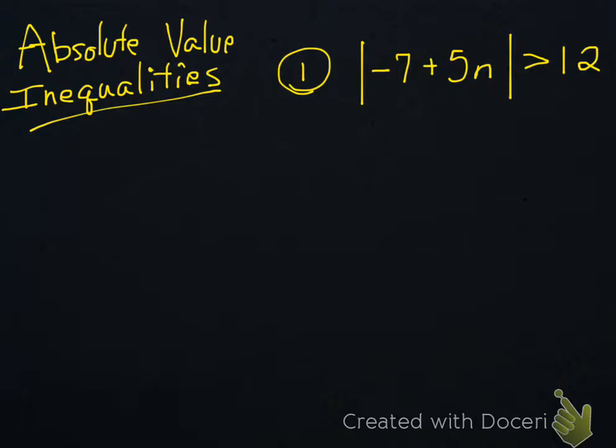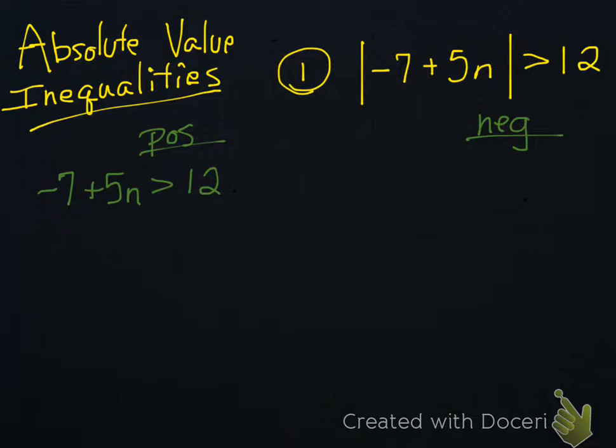For our absolute values, the absolute value has to be alone. In number one, the absolute value is alone, so we can create our positive case and our negative case. Remember, the positive case, you write it exactly how you see it. So we would have -7 + 5n > 12. The only change is that we remove the absolute value bars.